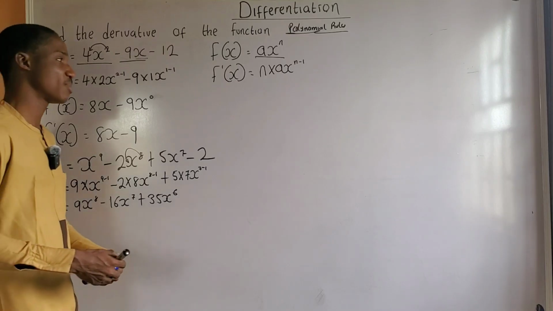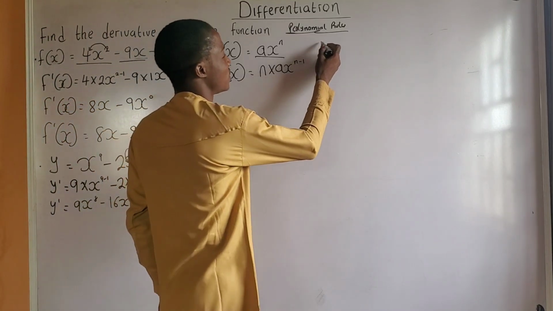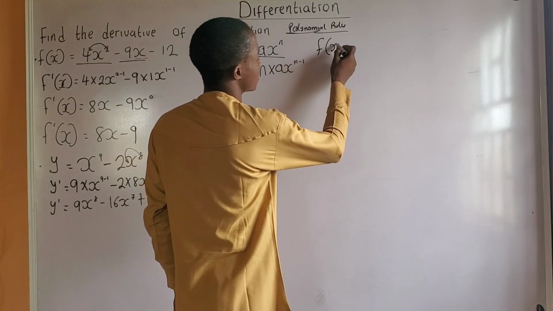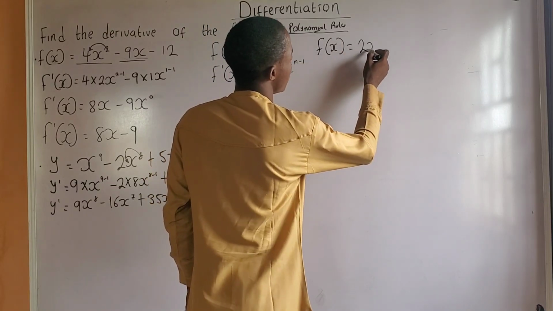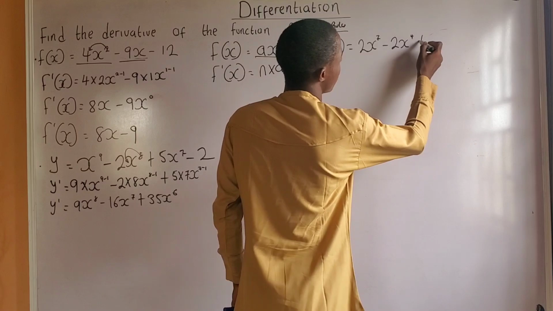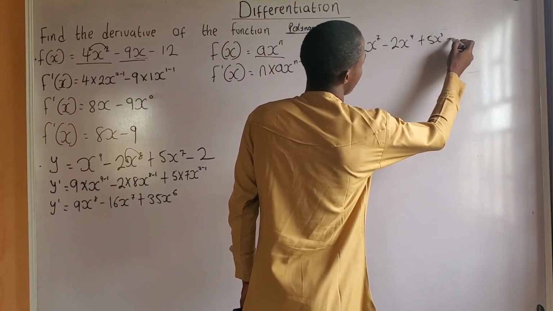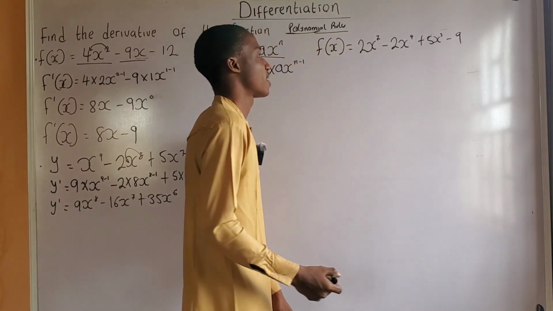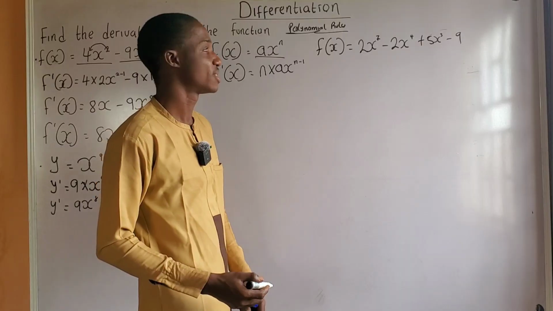Okay, let's look at one more example. Let's say you are asked to differentiate f of x equals 2x raised to the power of 7 minus 2x raised to the power of 4 plus 5x raised to the power of 3 minus 9. Okay, how do you take the derivative of this function?